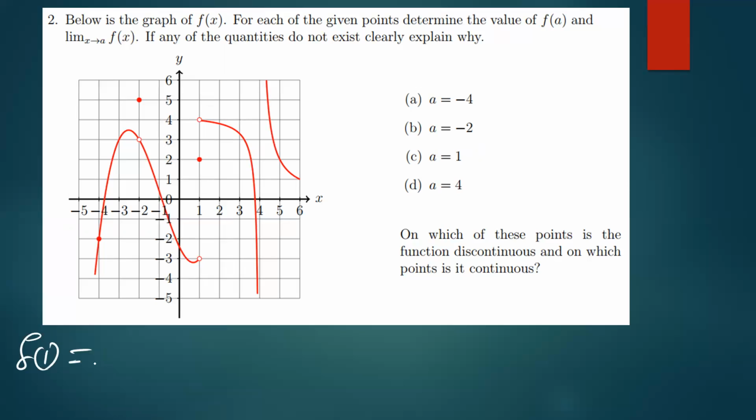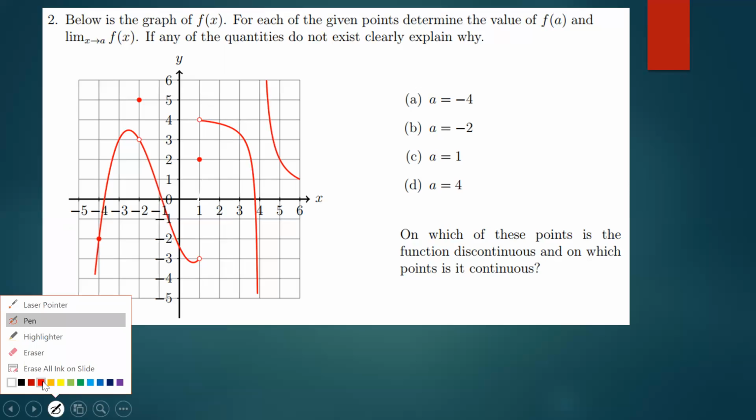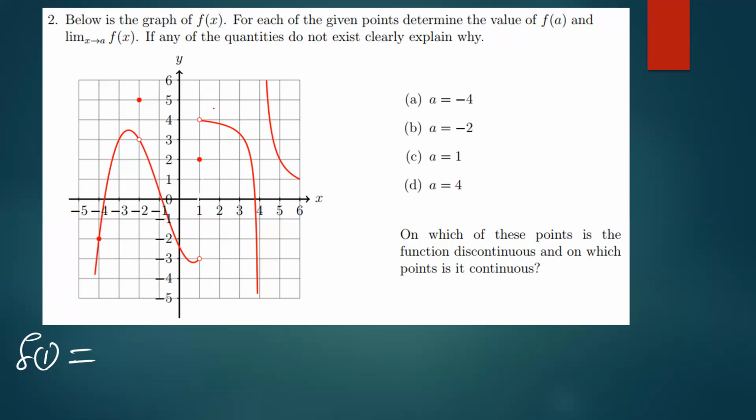So f of 1 in this case is what? At 1, along this vertical line here, the one that passes through 1, do we have any dot? If we have that dot, that's the one that you get as the solution for f of that number. In this case, we're finding f of 1. If there is no dot, then you say it doesn't exist.